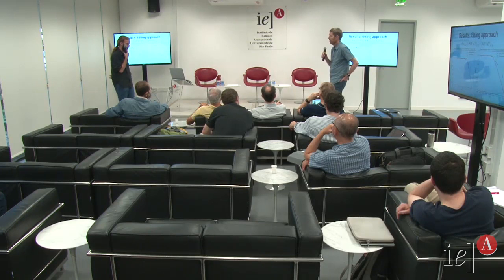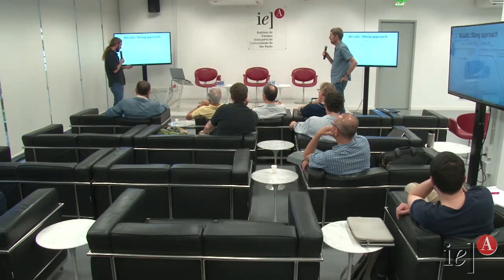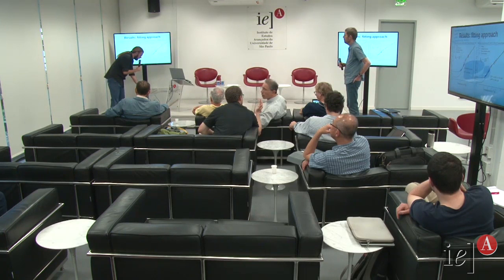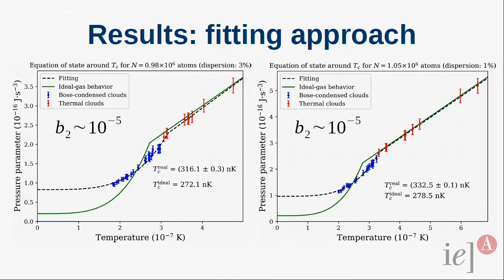So what is the role of the interactions in your current measurement? How do the interactions that are present affect the data? Yes. You see here, in the fitting profile and the fitting approach, we can extract the zero point effects in the cloud. This green line is where the ideal gas goes when the temperature goes to zero, and in all the graphs of our measurements we see a positive shift in the zero point pressure parameter. So it increased the pressure. This is what we observed.